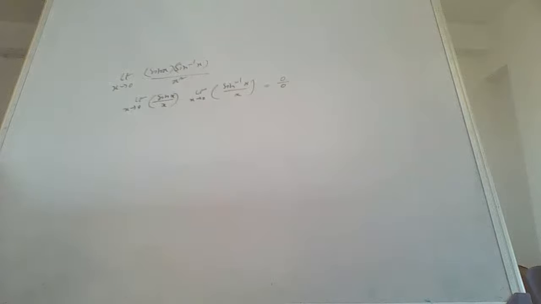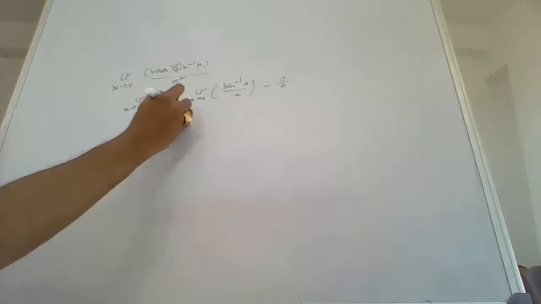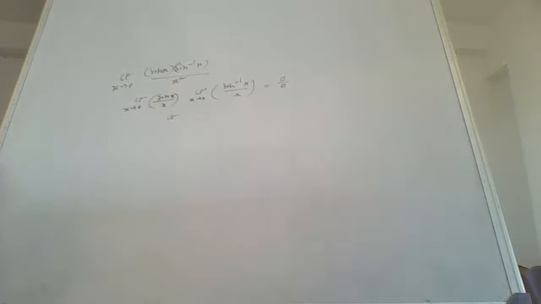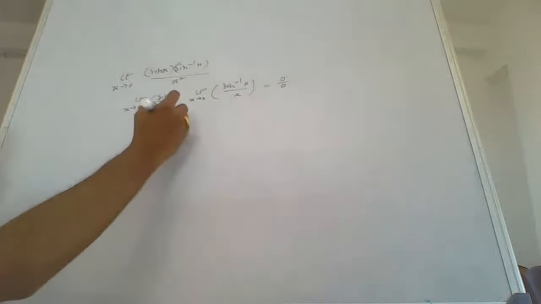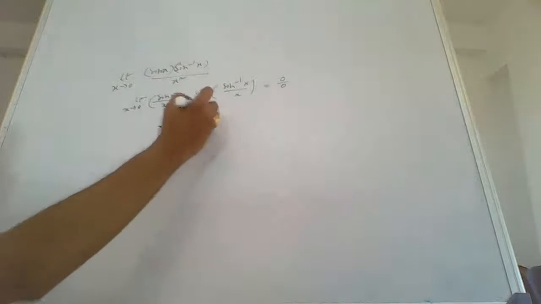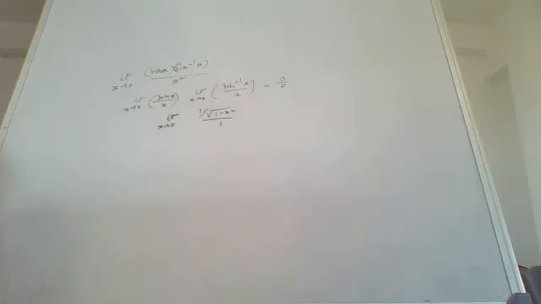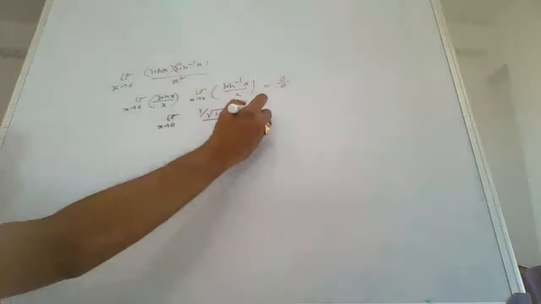Now if I differentiate with respect to x for the numerator as well as for the denominator, by L'Hopital rule, I get the limit as x tends to 0 of 1 by square root of 1 minus x square, and the denominator is 1. So this results in 1.